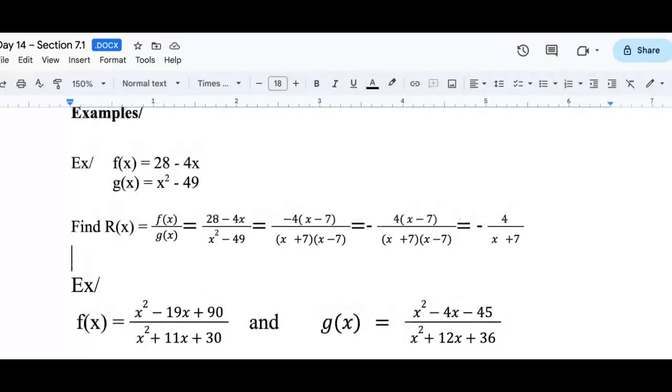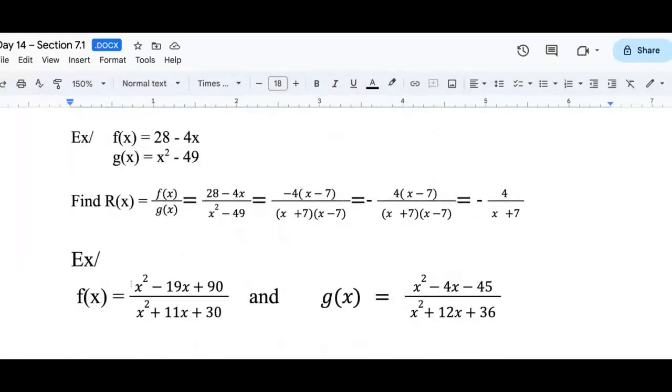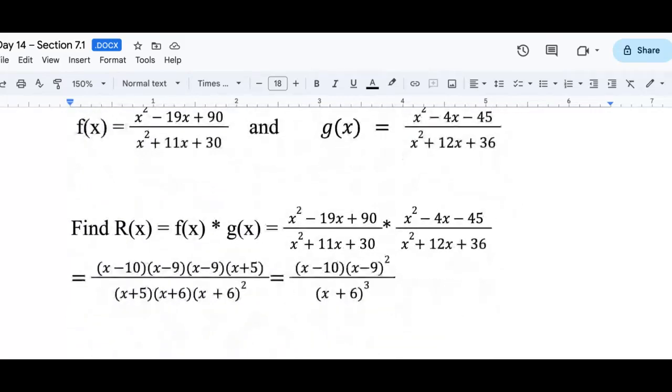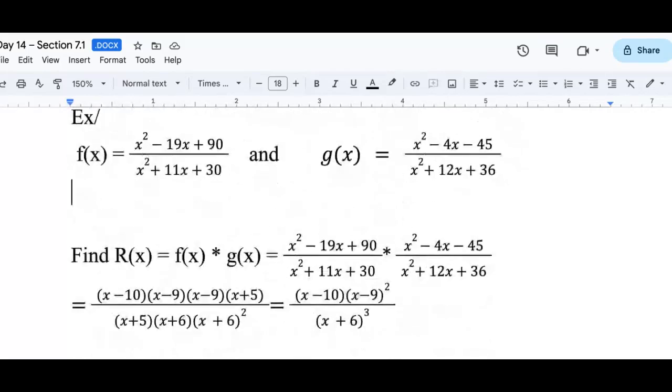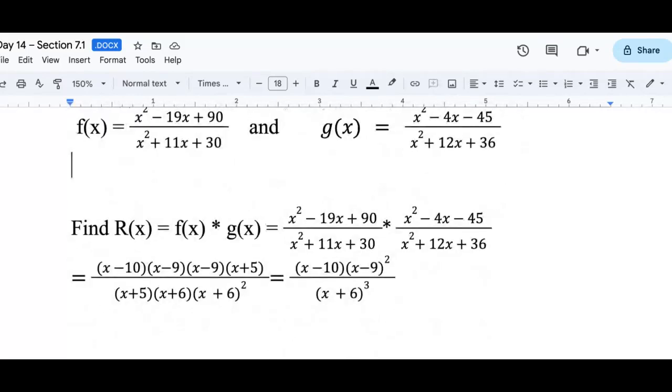Okay, now we're doing another one. So now F is defined as this. G is defined as this. We want to find F divided by G. What do we do? So first we put everything in the factored form. Oh, this is a multiplication. Shouldn't we do division? You can try division. Okay, let's try the multiplication.